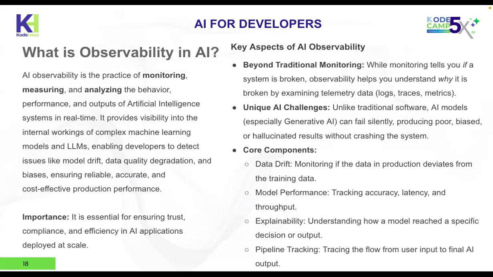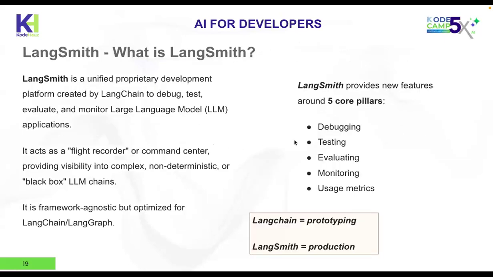Next is model performance, tracking the accuracy, latency, and throughput. Explainability is basically, like I said, it should be possible, and not just possible, easy, for a human being to understand how a model arrived at a particular decision or output. Okay. Then pipeline tracking is tracing the flow from the user input to the final output from the AI. So that's observability.